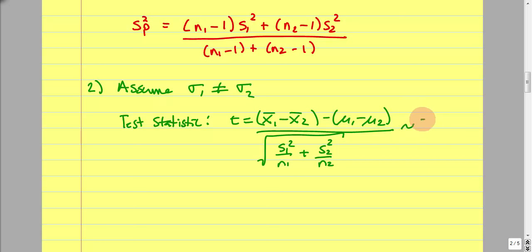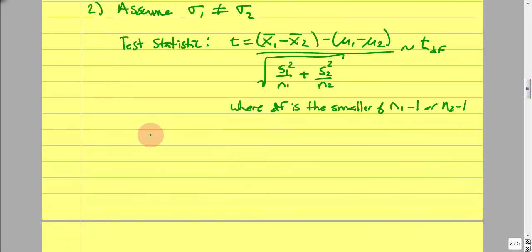This is going to be distributed t with degrees of freedom, where degrees of freedom is the smaller of n1 minus 1 or n2 minus 1. So I calculate both of these, and whichever one is smaller I would use for my degrees of freedom up here. Now I also have a confidence interval for this particular situation. So for my confidence interval, I'll have x bar 1 minus x bar 2 plus or minus t alpha over 2 with some degrees of freedom which match the same up here.